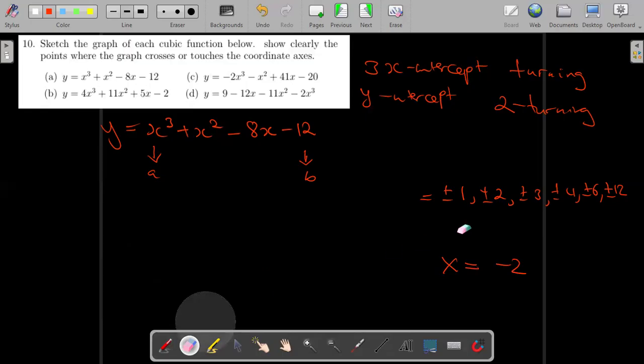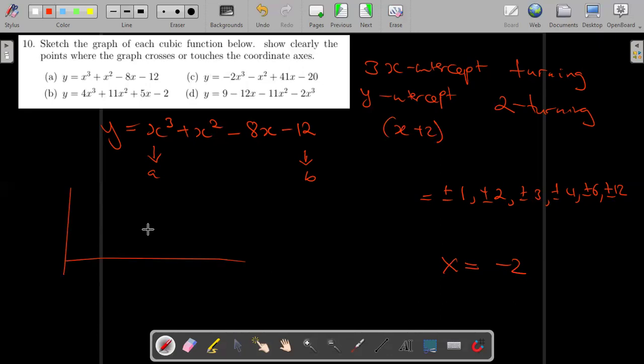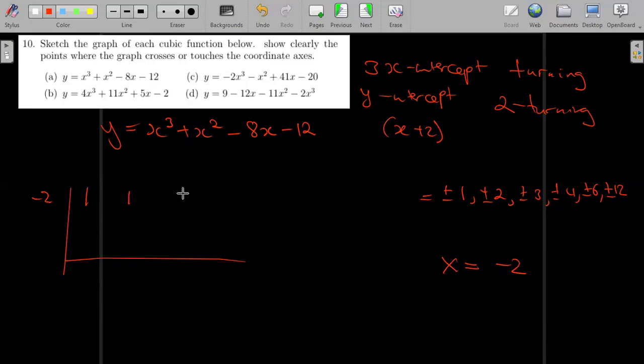So if it's a factor, what's the linear factor? The linear factor is just x plus 2. So I can use that negative 2. I'll use synthetic division, put my negative 2 here, and line up the coefficients. So that's going to be 1 there, 1 there, then negative 8, then negative 12. So I drop the 1, multiply by that negative 2.